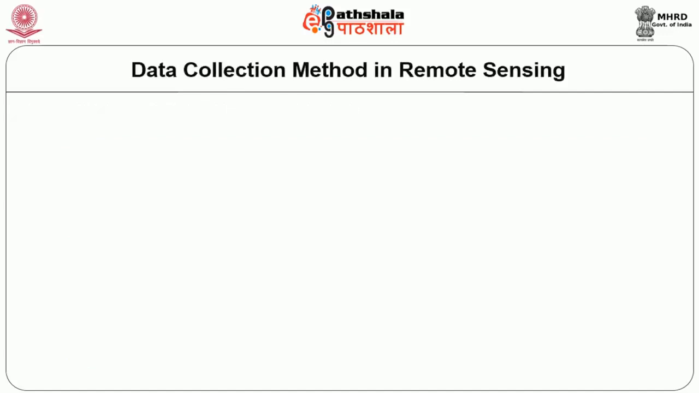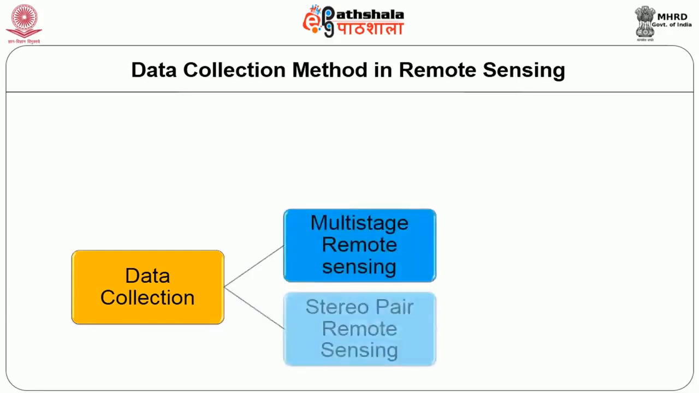Okay, we have been seeing the elements as well as the types. So what are we going to see right now? These elements and these types are all the availabilities of remote sensing tools. What it actually does is it collects data. It takes information, or gathers the data, from the object. There are 2 different kinds of data collection by a remote sensing tool. One is multi-stage remote sensing, and the other one is stereo pair remote sensing.